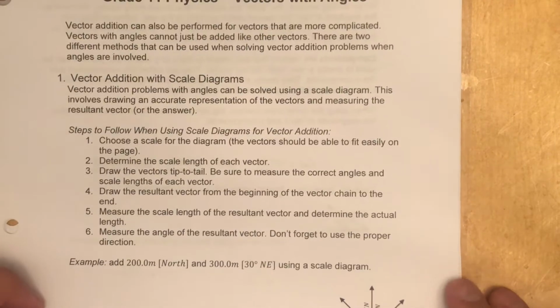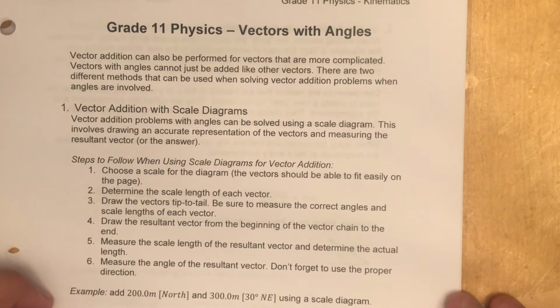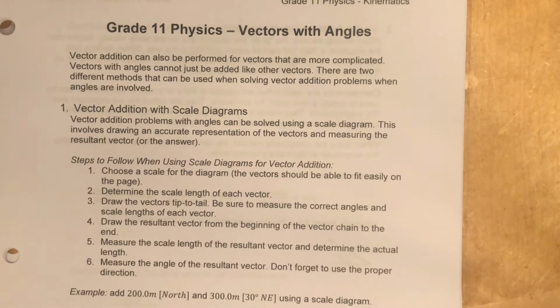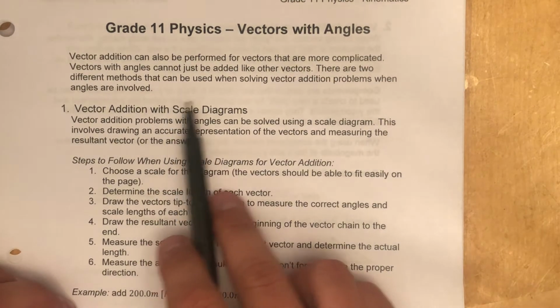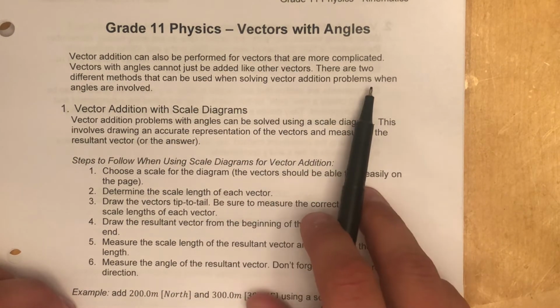Unfortunately, or fortunately, not all vectors are going to be just straight lines, either up or down, or in this case, left and right, or east and west. Vector addition can also be performed for vectors that are more complicated, and that's what we'll be looking at. Vectors with angles cannot just be added like other vectors. You just can't go like we did in the past example, 3 plus 6, and then minus 4. It's more complicated. And we'll be looking at two separate examples that can be used to solve vector addition problems.